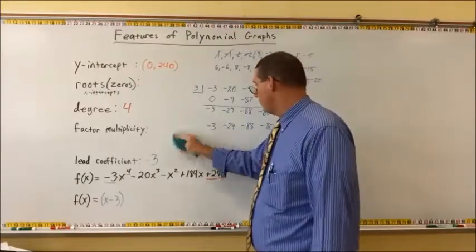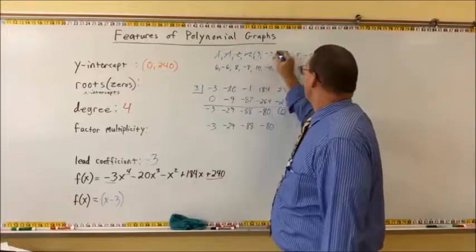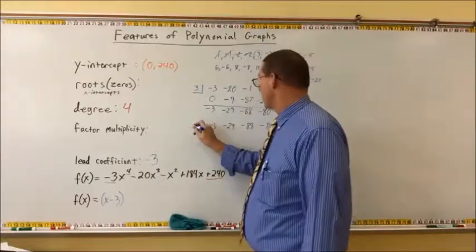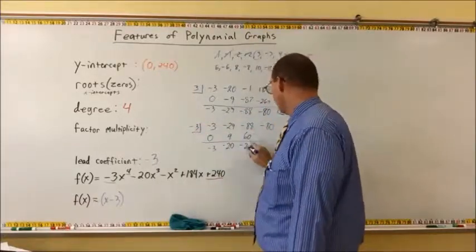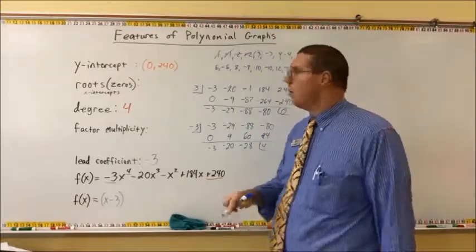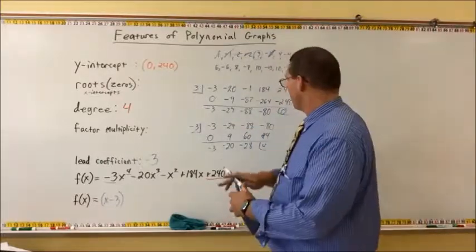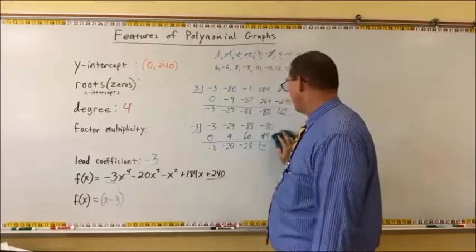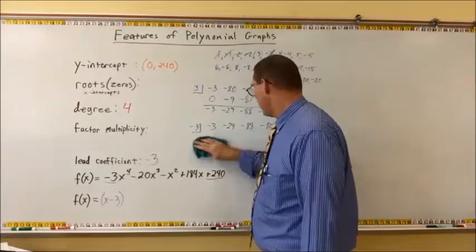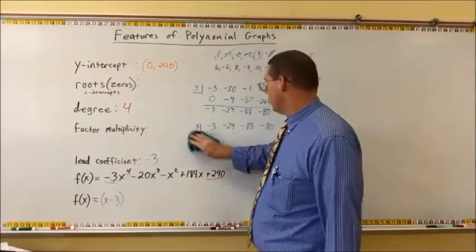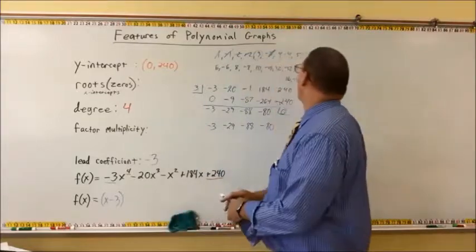We're going to try out negative 3. So try negative 3. Not a remainder of 0. Therefore, we know that negative 3 is not a factor, or is not a 0. It's not one of the roots. So now we're going to try 4.